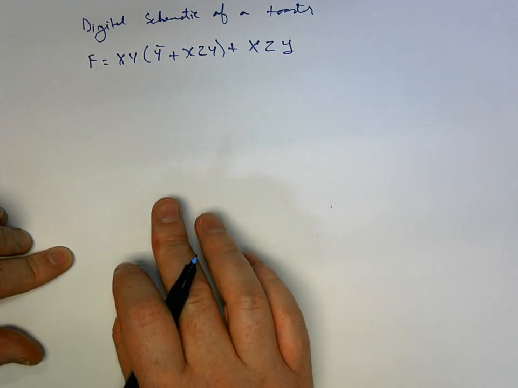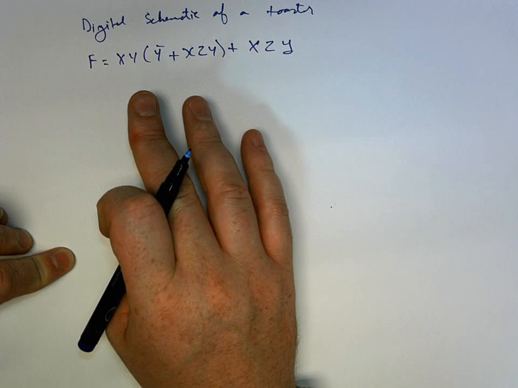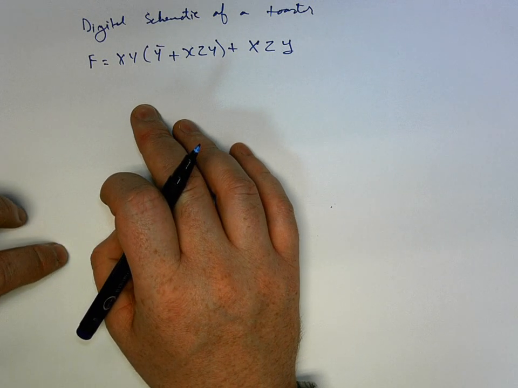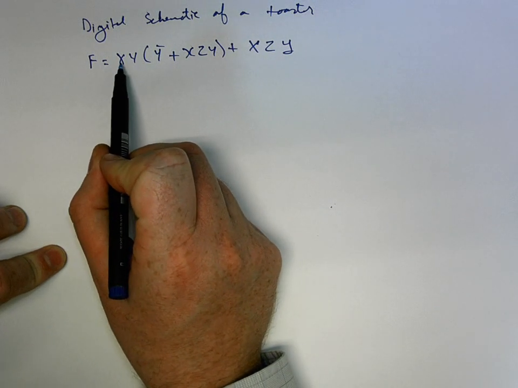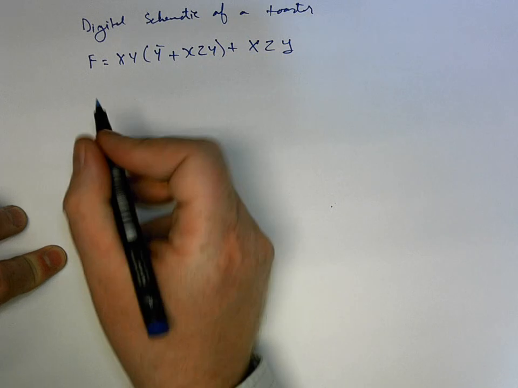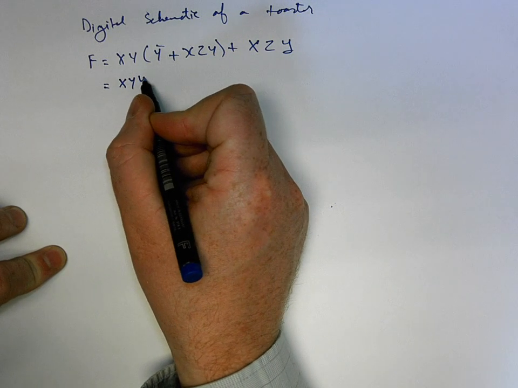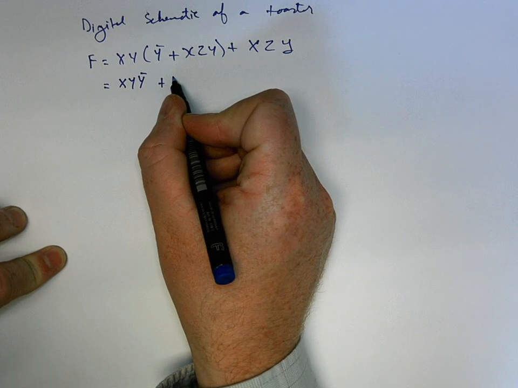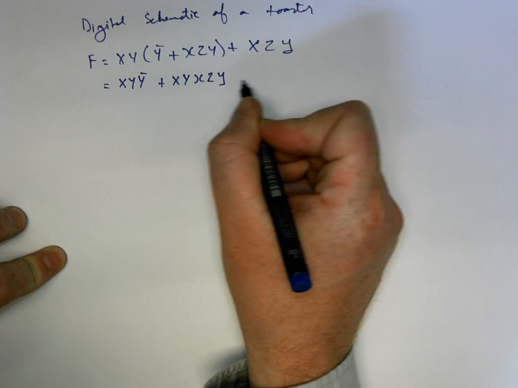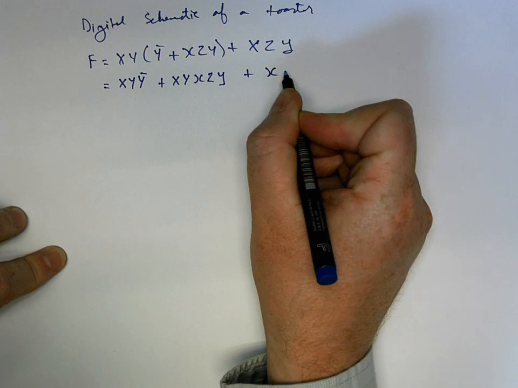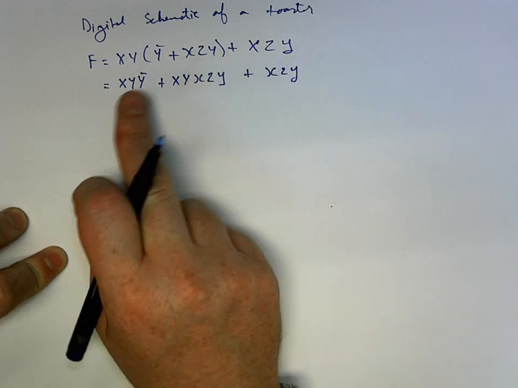In part two, what we will do is we will draw this expression and we will see what it looks like in terms of a digital component diagram. So the first thing we're going to do is use the distribution law, and we're going to multiply this xy across the brackets. So that'll simply give us x, y by the complement of y, or x, y by x, z, y, or x, z, y. So we've used the distribution law to multiply this in.